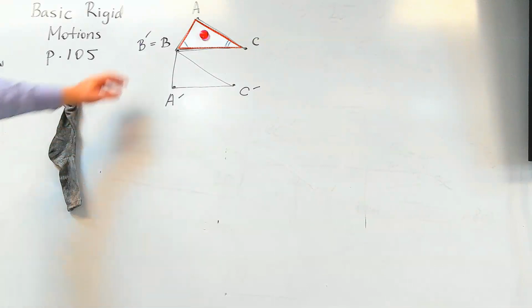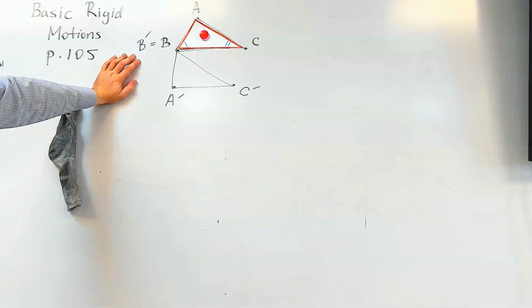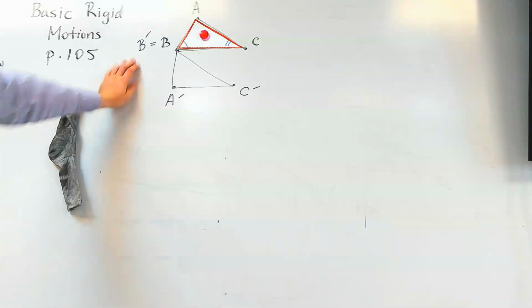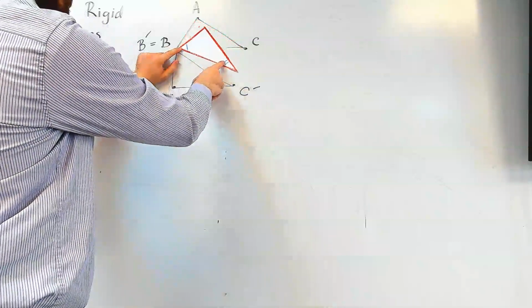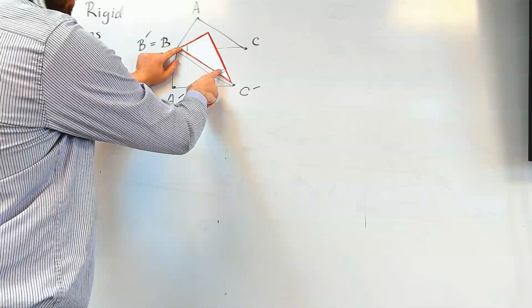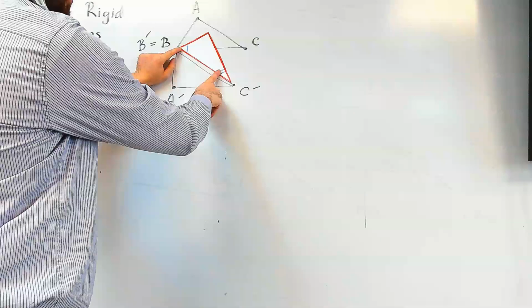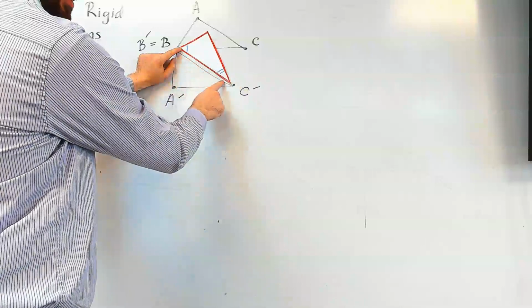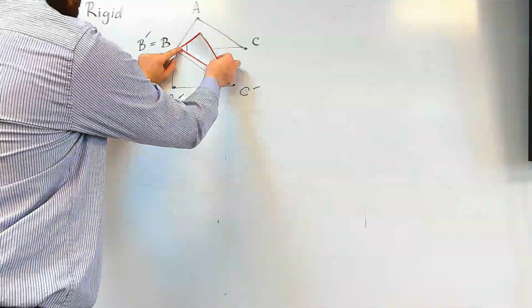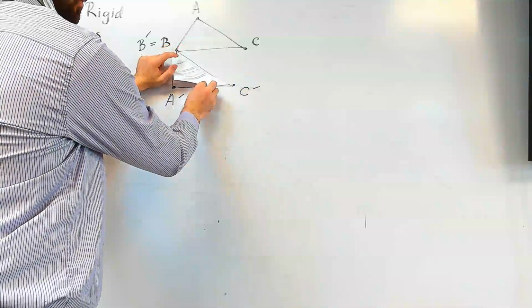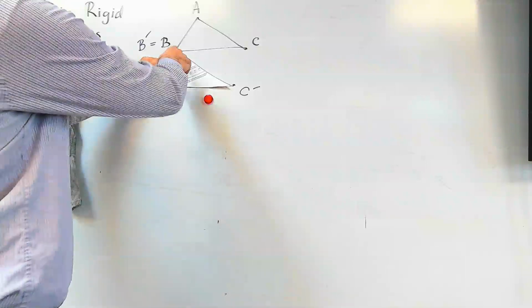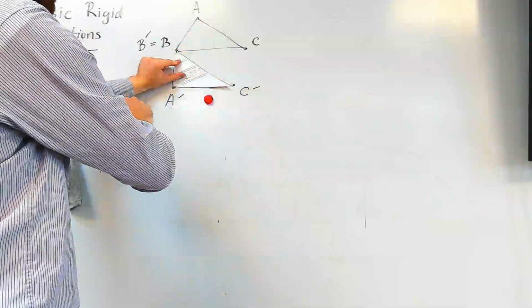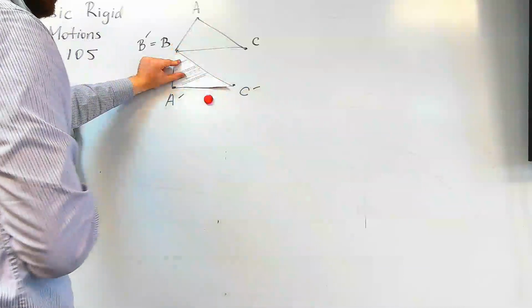And welcome back. So, if you guessed rotation around point B until C touches C prime, followed by a reflection across line BC prime, you would be correct. That is how we get from triangle ABC to triangle A prime, B prime, C prime.